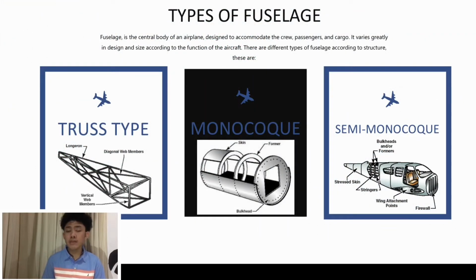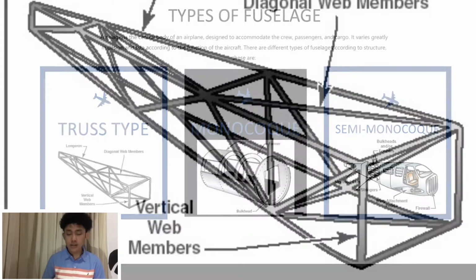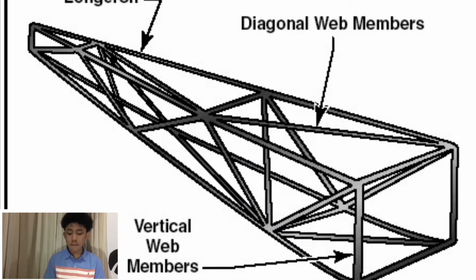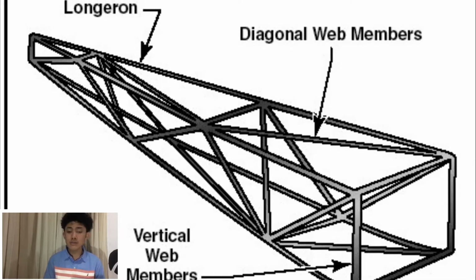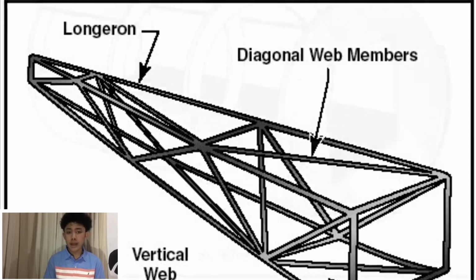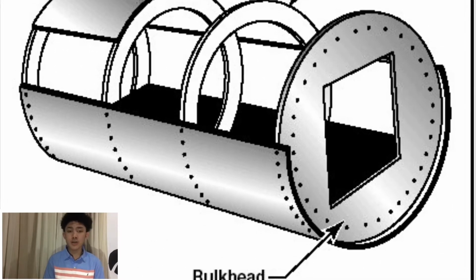There are three types of fuselage according to construction. First is the truss-type construction. A truss-type construction is a rigid framework made up of members such as beams, struts, and bars to resist deformations by applied loads. Next is a monocoque construction.